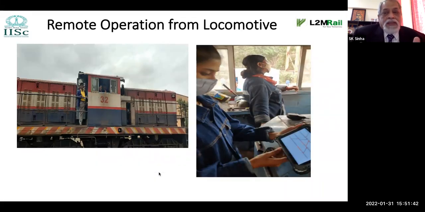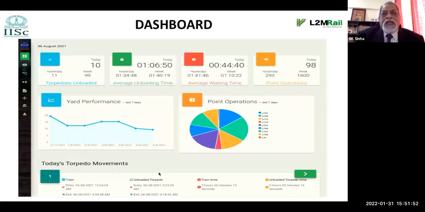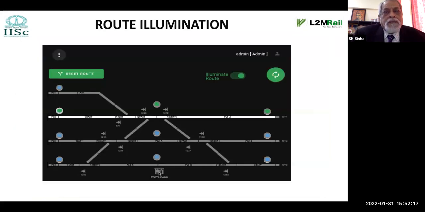Another aspect of this is that since we are now recording the data in the cloud, we can give them a lot of other features, a lot of other information. First of all, through a dashboard, we tell them the day's activity. They can also play video. Suppose there has been some accident, then they can play that video back of 1 day, 2 days, 7 days, 30 days, and they can see what actually had happened. All the statistics of how many points operated, everything is available and that is given. So this is already a system which is working for the last 4 months in JSW Ballari.